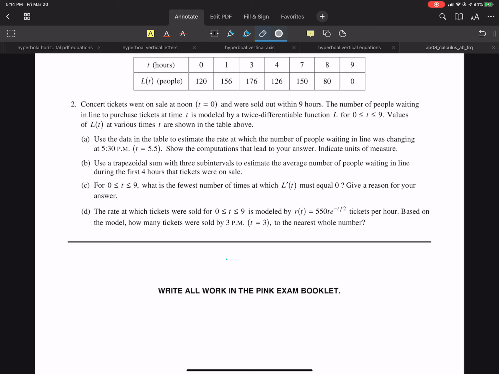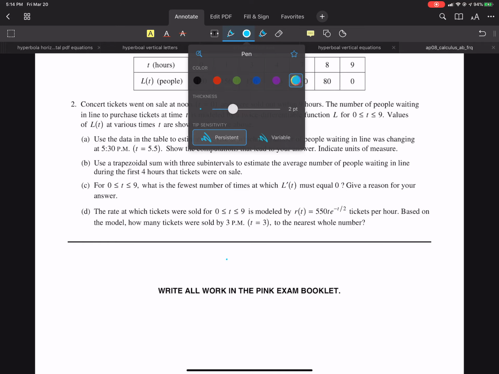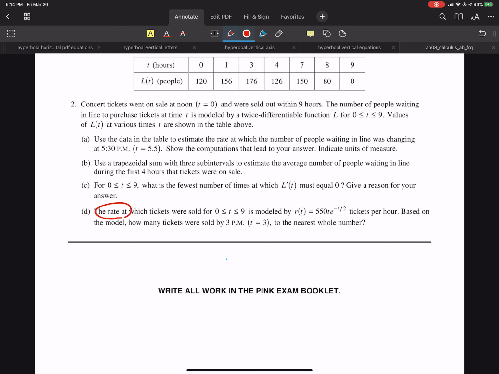All right, part D. So let's highlight some stuff here. The rate, so it's a derivative of the number of tickets sold, is modeled by R of t. Based on this model, how many tickets are sold by 3? So if you know the rate at which tickets are sold, if you integrate a rate, it tells you the change in what it's the rate of. Since it's the rate of the number of tickets, it tells you how many tickets were sold. So part D is quite nice. You just integrate from 0 to 3 your function R of t dt.